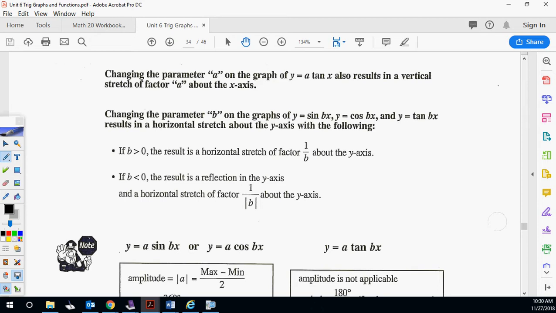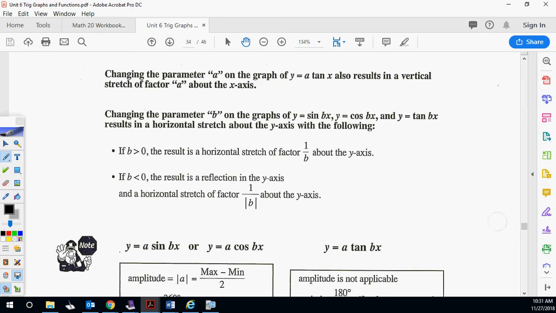Changing the parameter b of the graph of y equals sine bx, cosine bx, and y equals tan bx results in a horizontal stretch about the y-axis with the following. If b is greater than 0, the horizontal stretch is 1 over b. If b is less than 0, it's a reflection. And remember, your horizontal stretches are always going to be positive. So 1 over b also means if it is a 1/2, then that's really 2. So 1 over b just means flip. Maybe just write a note to yourself: remember, flip.